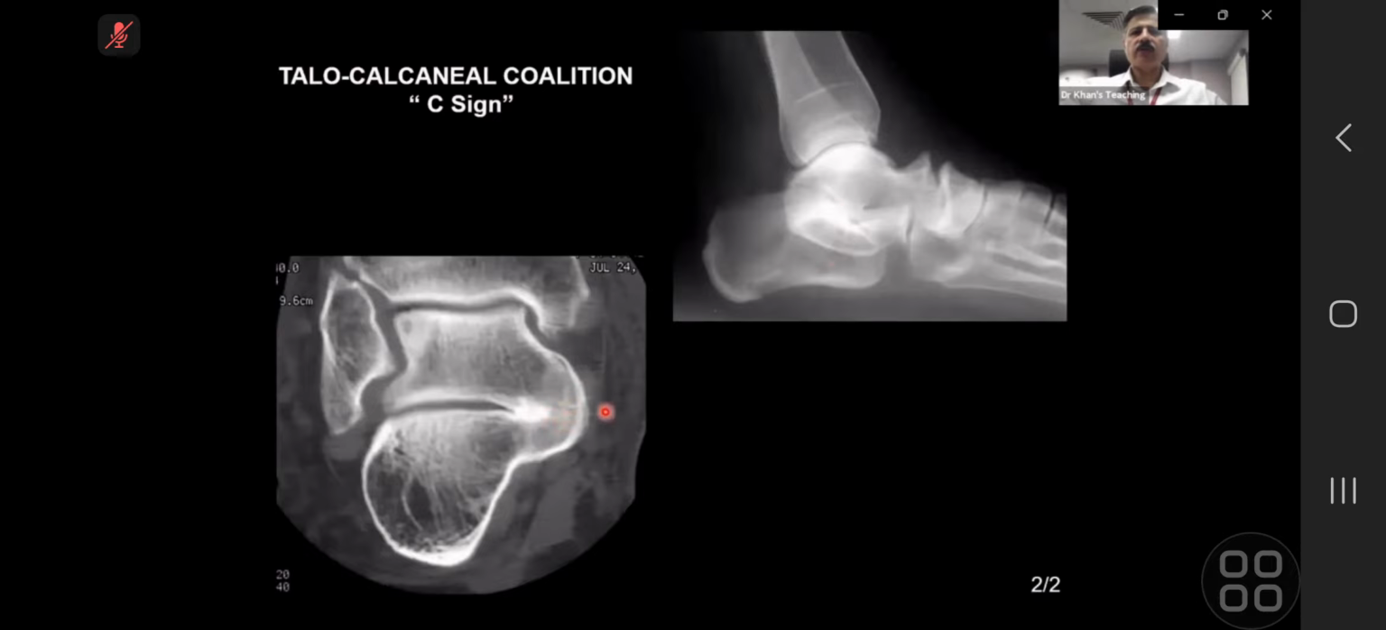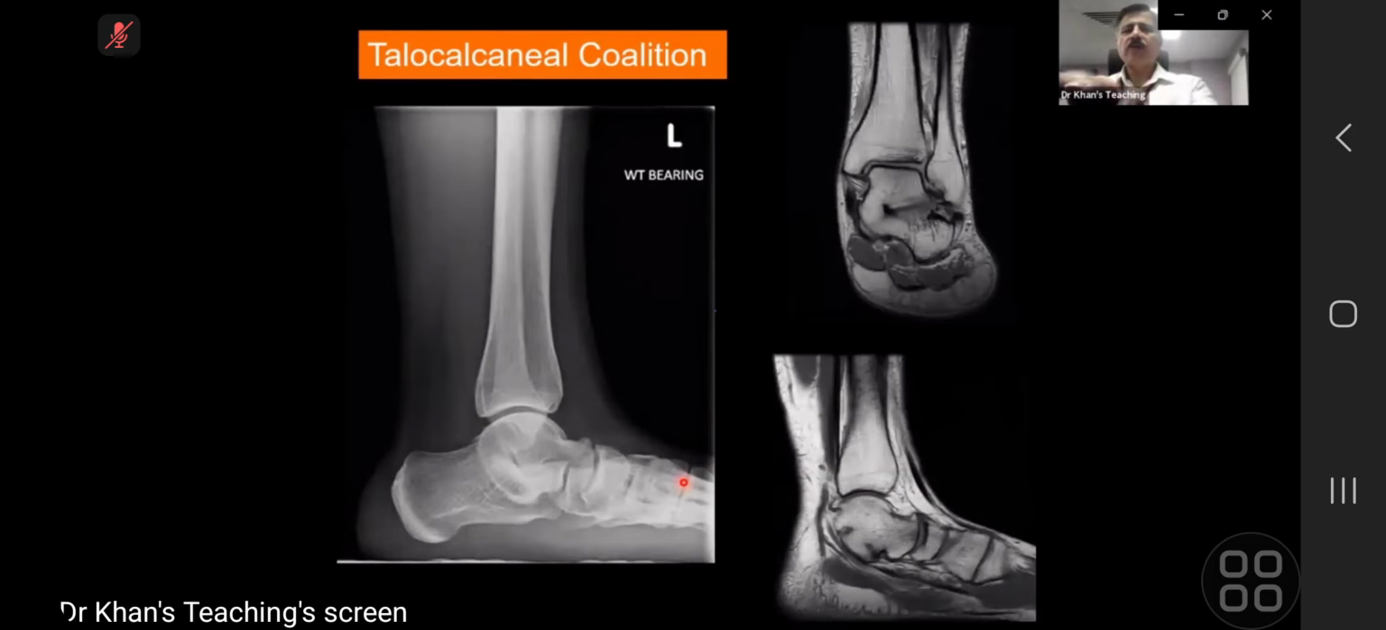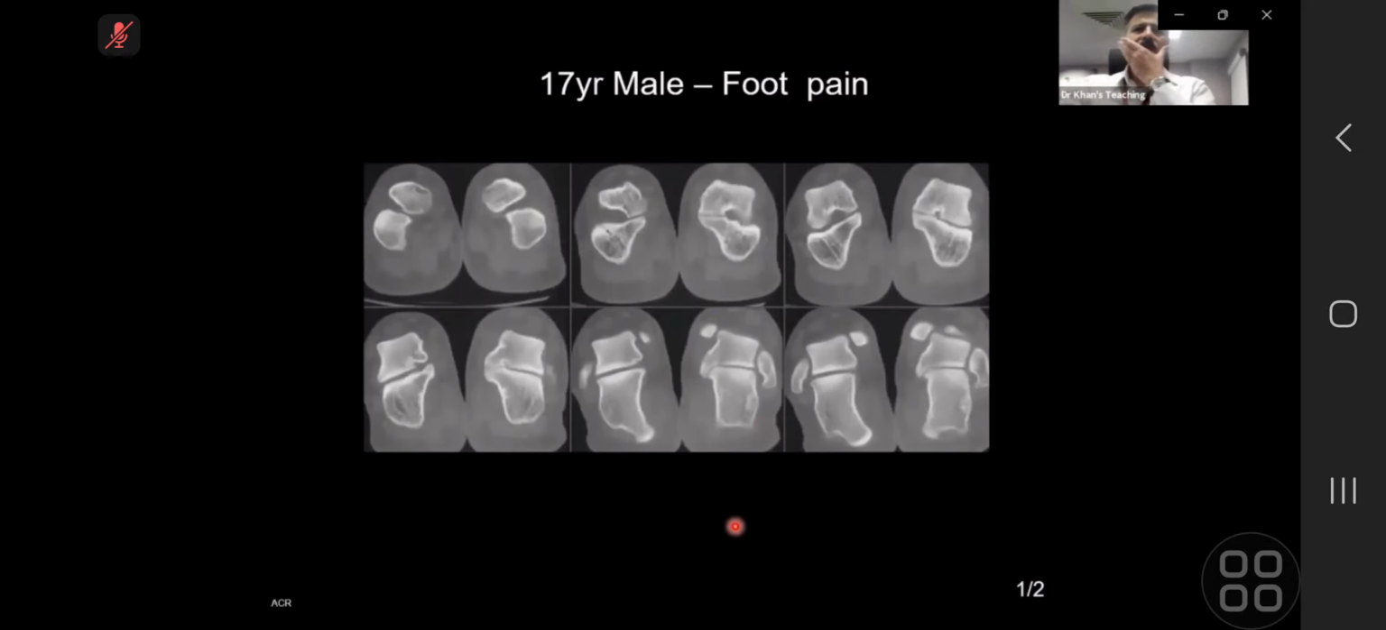This is a CT scan. And MR. This is another case, by the way, and you can see this bony bar on an MR also. Okay, this is just to show you the same thing on CT scan. So right, left, right, left, right, left.